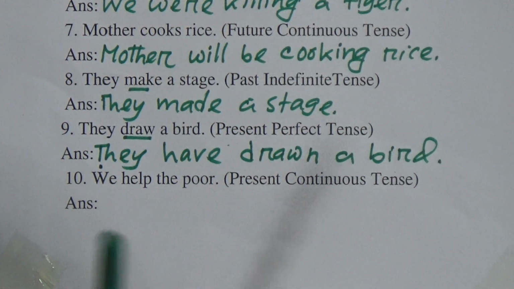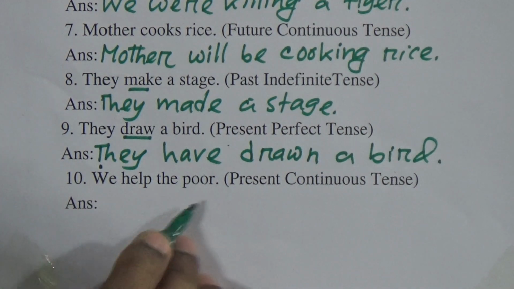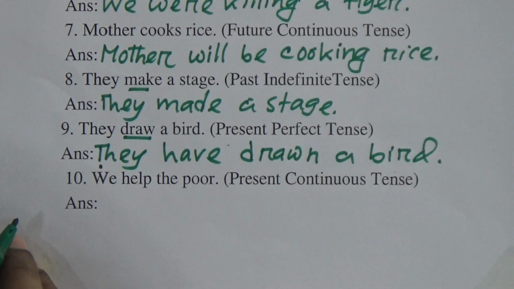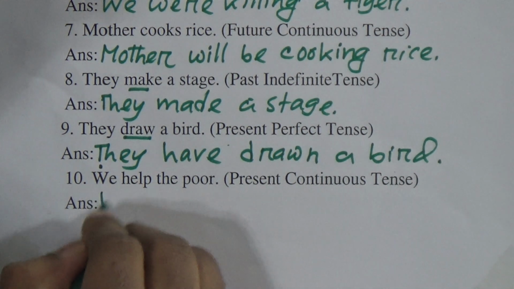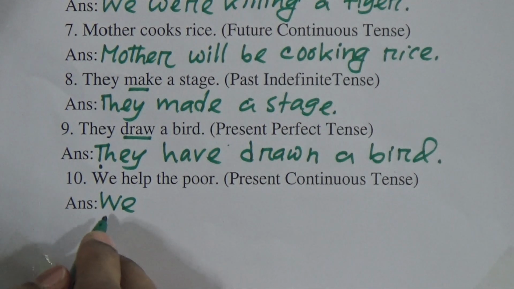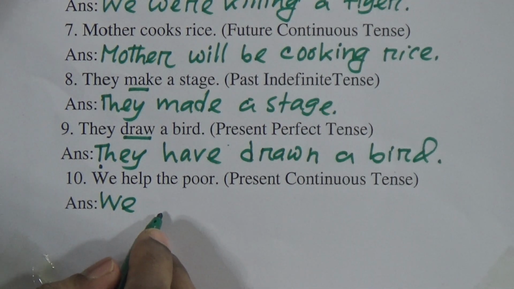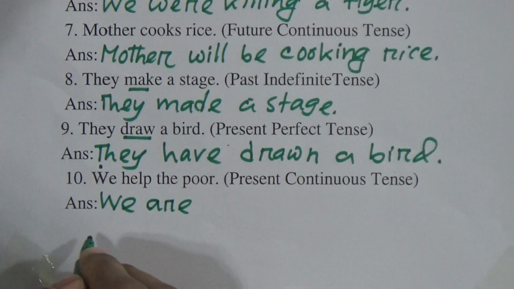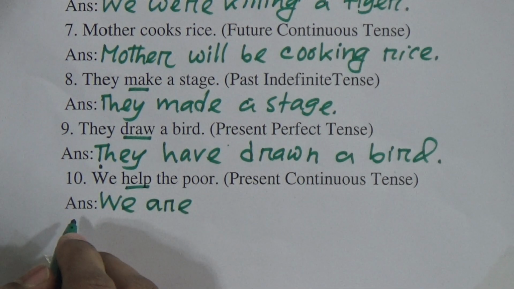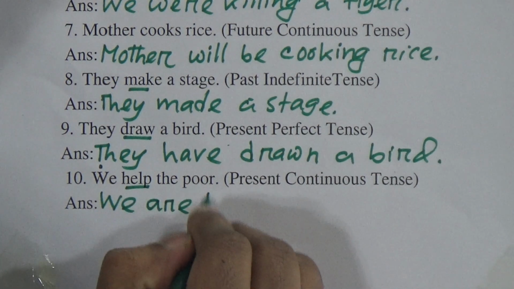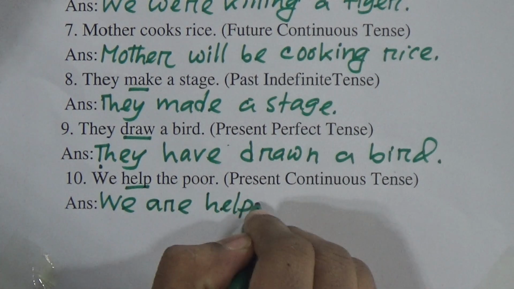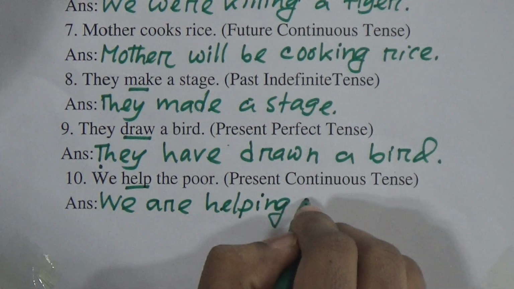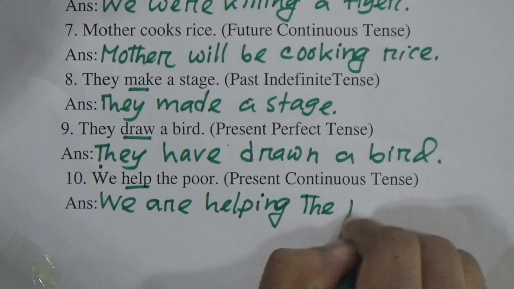Okay. Number 10. We help the poor. This is present indefinite tense. We have to make it present continuous tense. So in present continuous tense, what comes first? The subject. After the subject, we have to put am, is, are. After we, we have to put are, and then the main verb comes, help, and we have to add ing after the main verb. So we are helping the poor.